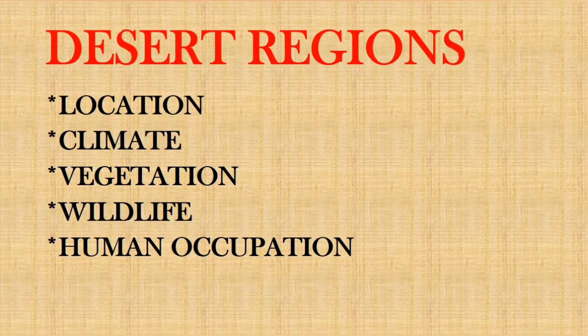Okay. See here, we have the desert regions. In this chapter, we are going to learn about the desert regions. The subtopics are the location, climate, vegetation, wildlife and the human occupation of the desert regions.